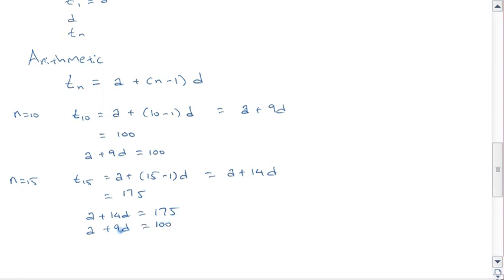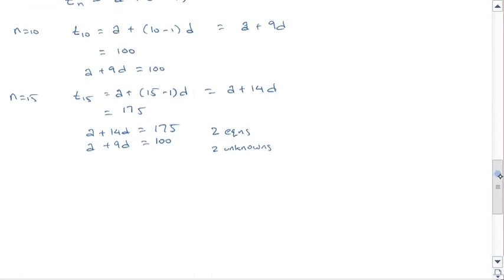So this should be looking really familiar because just a couple weeks ago we talked about systems of equations. So a plus 14d is 175, a plus 9d is 100, so that's two equations and two unknowns. Right, so that's a system of equations that hopefully we can solve. So there are a number of different ways of doing this, right? We just learned how to solve this whole thing with matrices. So what I'm going to do is instead of using matrices, go back and do it the way that hopefully you guys would have learned to do it in high school.